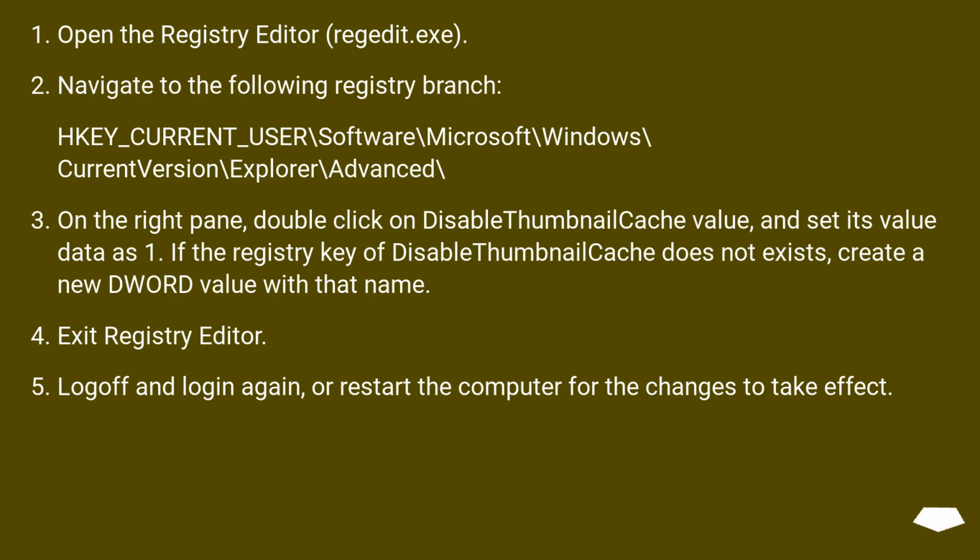Open the registry editor, regedit.exe. Navigate to the following registry branch: HKEY_CURRENT_USER\Software\Microsoft\Windows\CurrentVersion\Explorer\Advanced. On the right pane, double-click on DisableThumbnailCache, and set its value data as 1. If the registry key DisableThumbnailCache does not exist, create a new DWORD value with that name. Exit Registry Editor. Log off and log in again, or restart the computer for the changes to take effect.